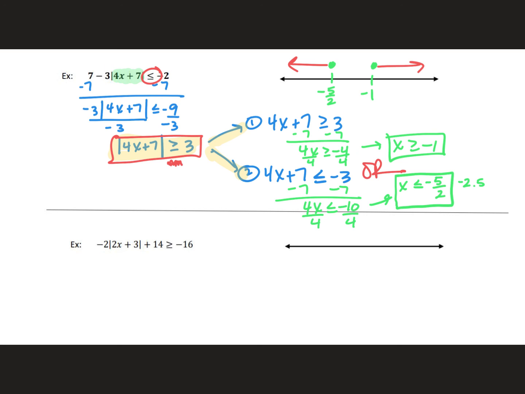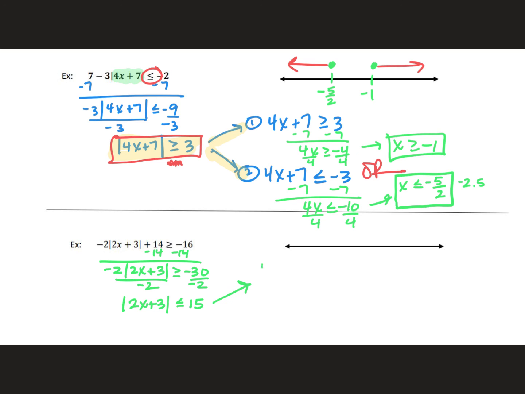And then for the last one, same idea, subtract 14 first here. That gives me negative 2 times the absolute value of 2x plus 3 is greater than or equal to negative 30. I'll divide by negative 2, and the sign's going to flip on me again. So absolute value of 2x plus 3 is less than or equal to 15, and then I can break this up.